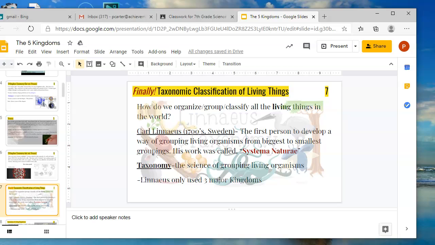Finally, taxonomic classification of living things. How do we organize, group, or classify all the living things in the world? Well, Carl Linnaeus in the 1700s in Sweden was the first person to develop a way of grouping living organisms from biggest to smallest groupings. His work was called Systema Naturae. Taxonomy: the science of grouping living organisms. Linnaeus only used 3 major kingdoms.